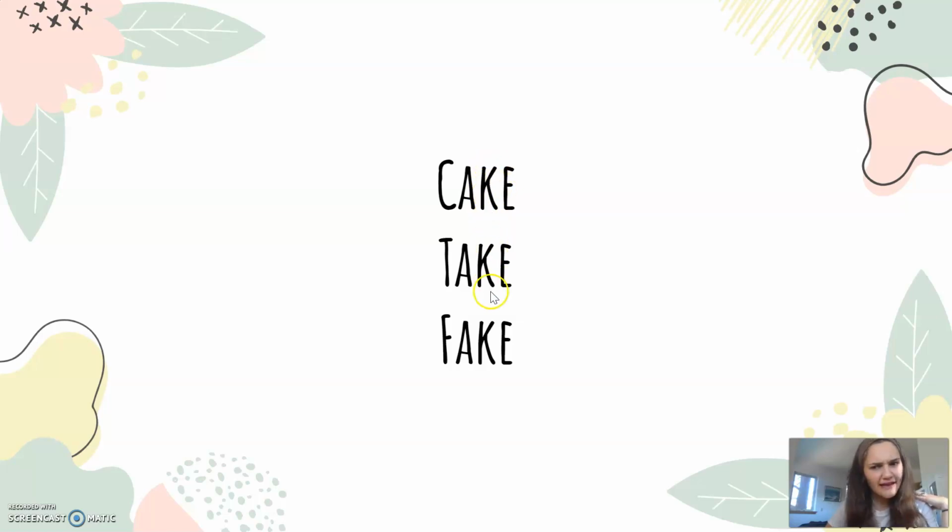But these words don't end in K. They end in E. But the E, these don't go cake-eh, take-eh, fake-eh, right? So the E is silent, almost like a sneaky ninja. So that's what our sneaky E is. So it does two things. So the first thing it does is that it's silent because it's sneaky. So you're not going to hear that letter sound at the end of these words. It might be there, but it's not making any noise. But it is doing something.